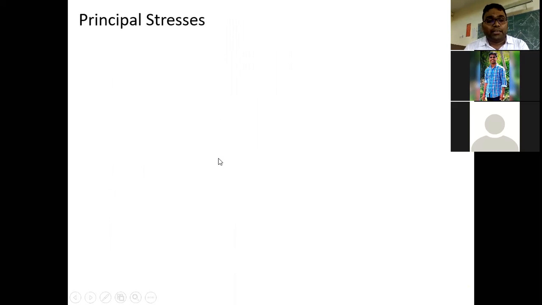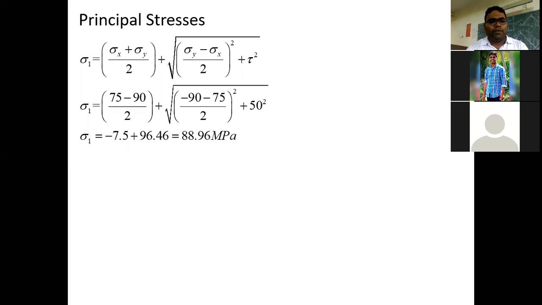Okay. So let's come to the next part, the calculation of the principal stresses. We know that the formula for the principal stress is sigma 1 is equal to sigma x plus sigma y by 2 plus under root of sigma y minus sigma x by 2 whole square plus tau x y square. Just put all the relative values here. तो आपने जैसे इसमें सारी वैल्यू रखी, तो ये कितना आ गया 88.96 मेगा पास्कल.